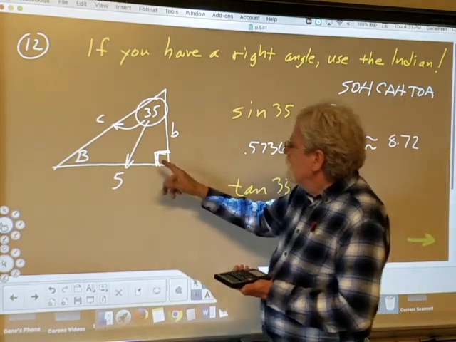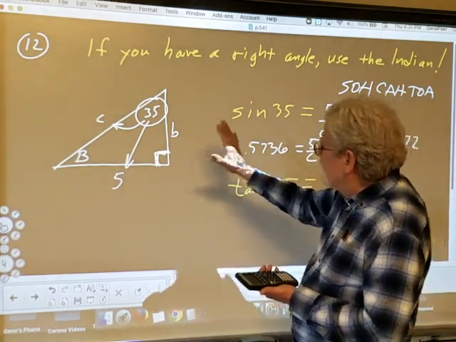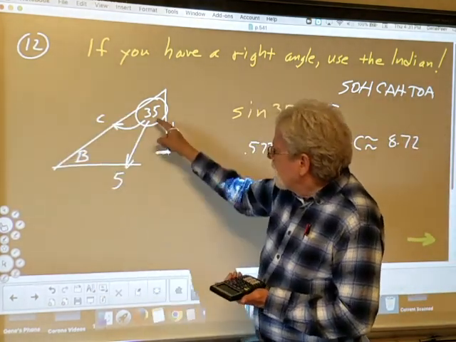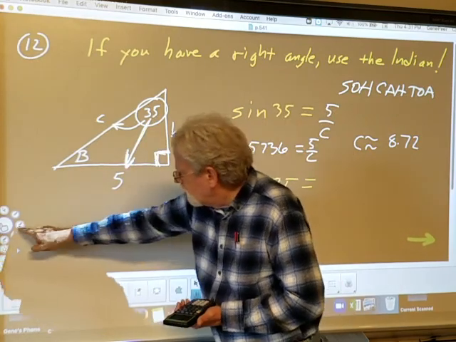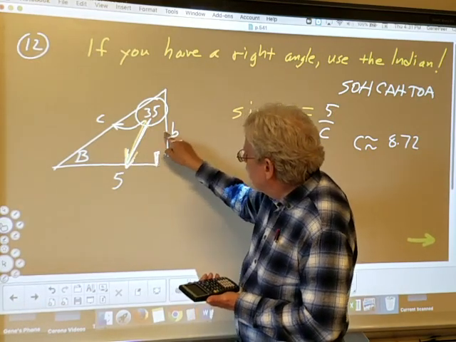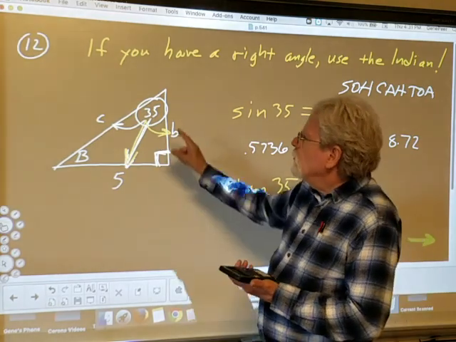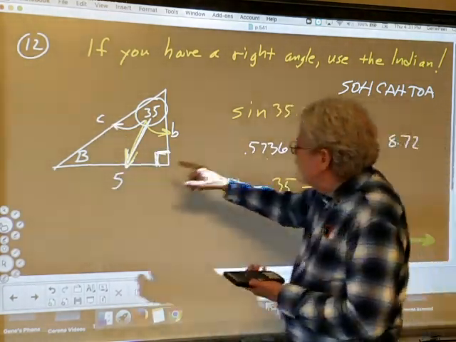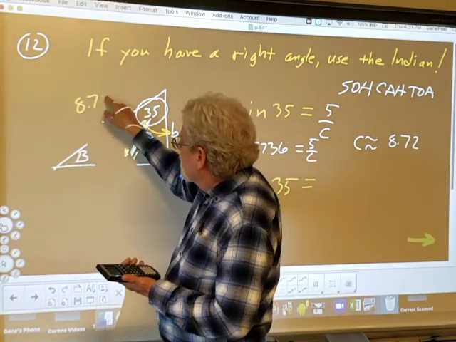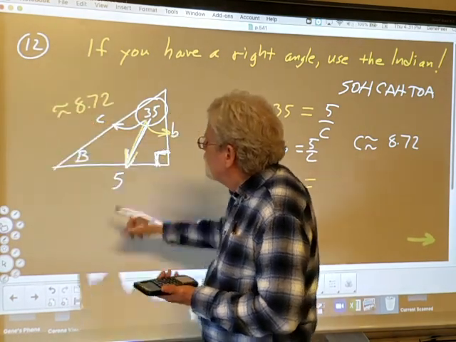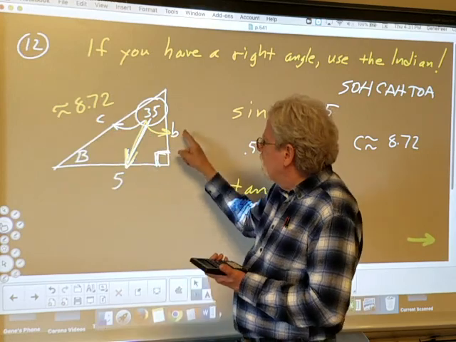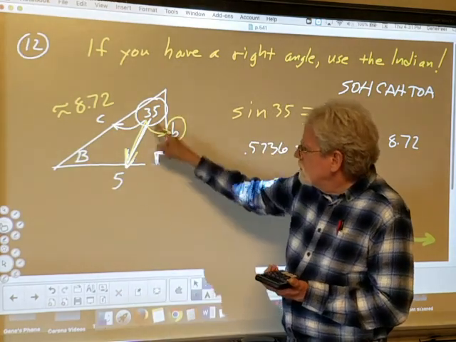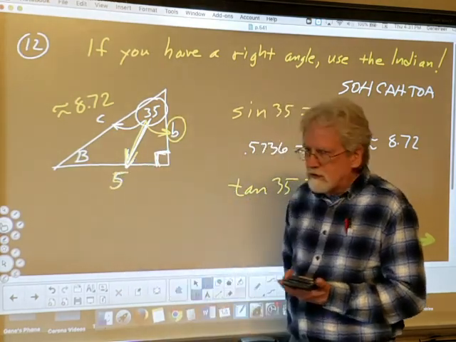From there, to find b, let's use the tangent of 35. I've got the opposite and the adjacent. Hey, don't use that estimated value. Yes, we know that c is about 8.72, but that is approximate. Don't use an approximation to find the remaining variable when you can use an exact number instead.